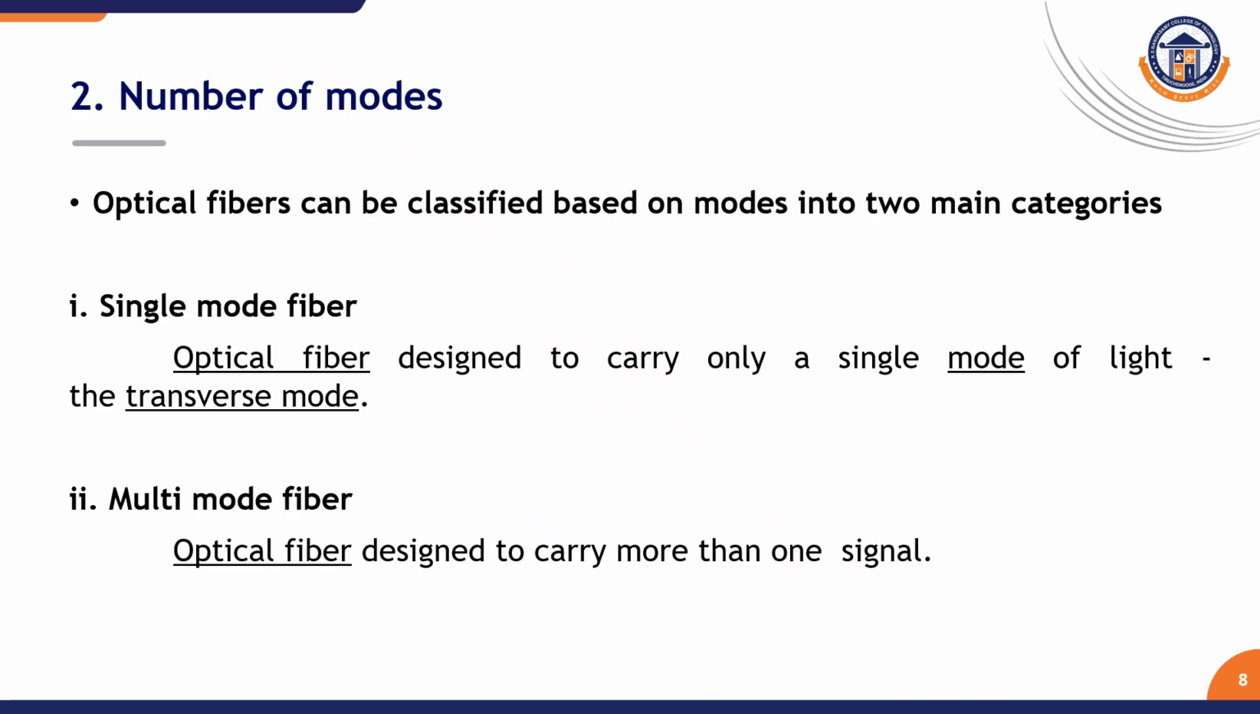The second one is the number of modes. The optical fiber can be classified based on the modes into two major categories. One is the single mode fiber, an optical fiber designed to carry only a single mode of light, the transverse mode. The second one is the multimode fiber, an optical fiber designed to carry more than one signal.